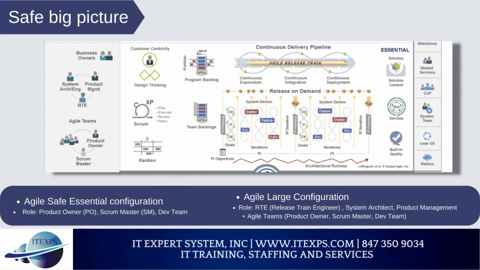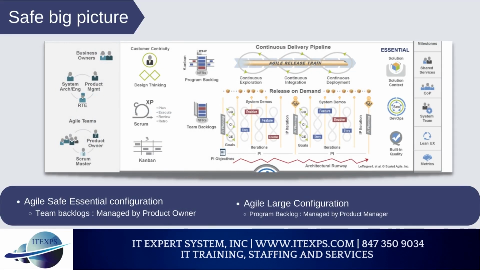Agile SAFe Essential Configuration. Roles: Product Owner, PO; Scrum Master, SM; Dev Team. Agile Large Configuration. Roles: RTE, Release Train Engineer; System Architect; Product Management, plus Agile Team's Product Owner, Scrum Master, Dev Team. Agile SAFe Essential Configuration. Team Backlogs, managed by Product Owner. Agile Large Configuration. Program Backlog, managed by Product Manager.